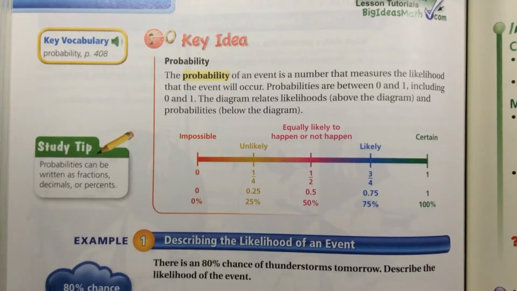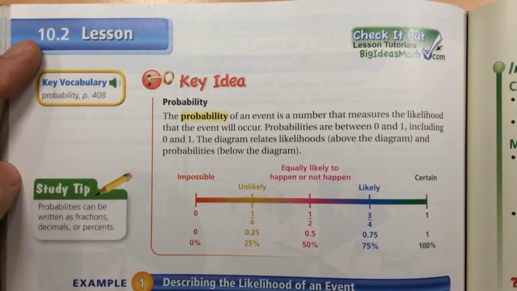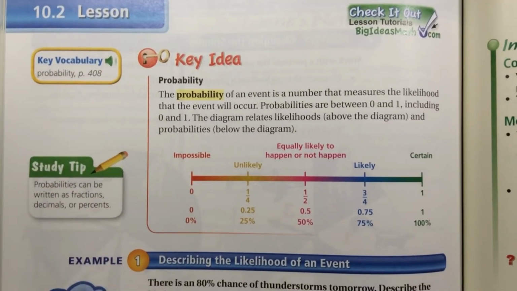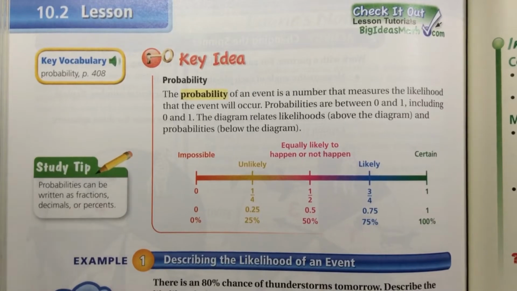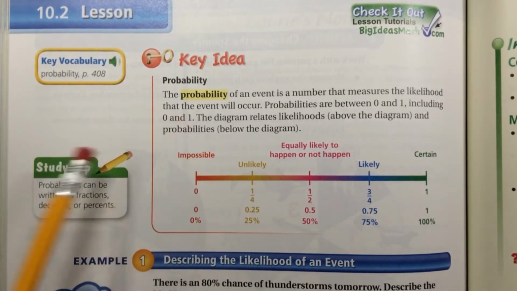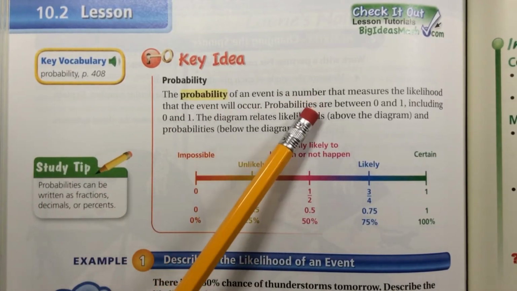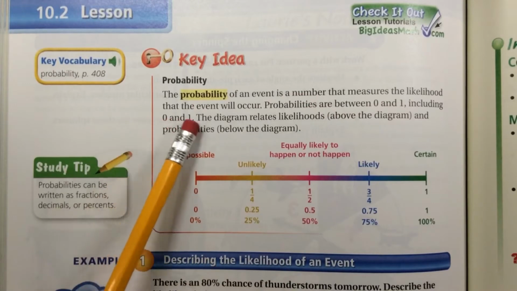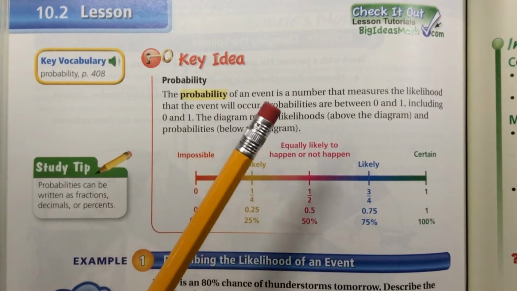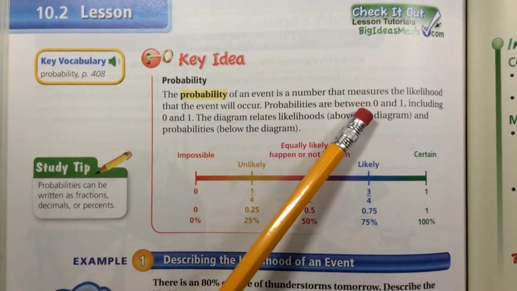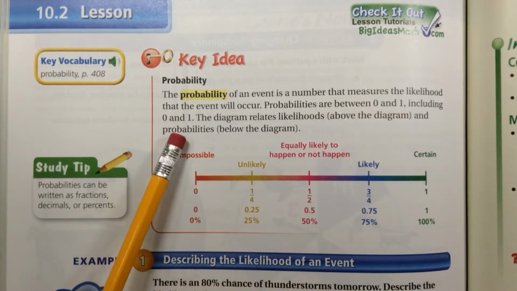All right, in this lesson, which is on page 408 in your textbook, lesson 10.2, the key idea is probability. And we've all heard probability before. It's really close to the word probably, which we'll talk about in just a moment. The probability of an event is a number that measures the likelihood that the event will occur. Probabilities are between 0 and 1, including 0 and 1.